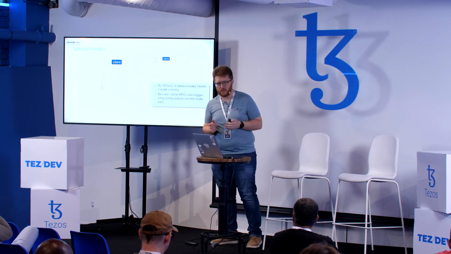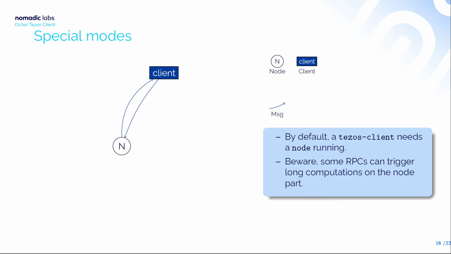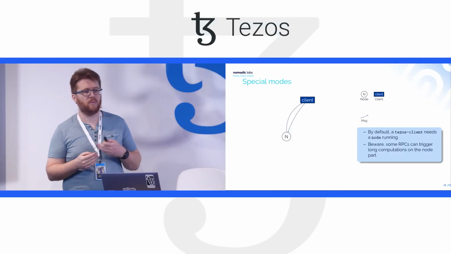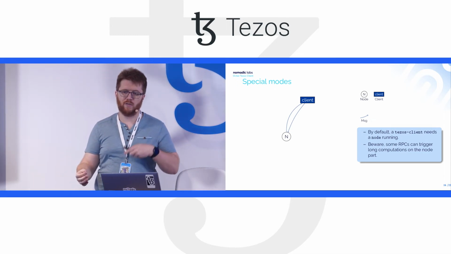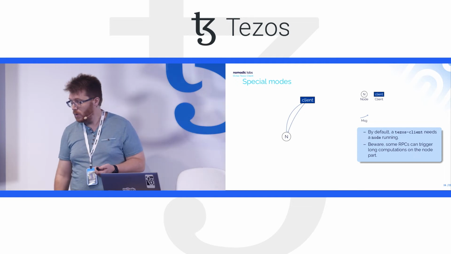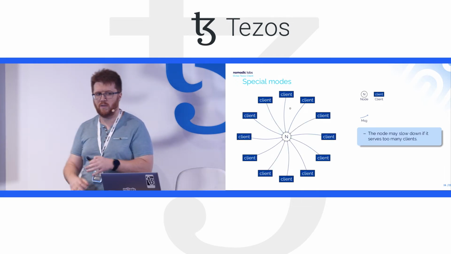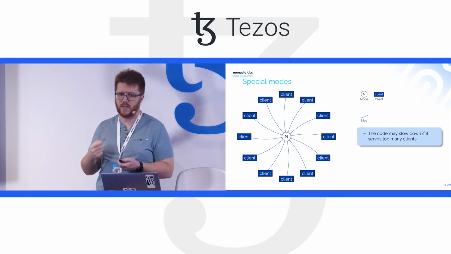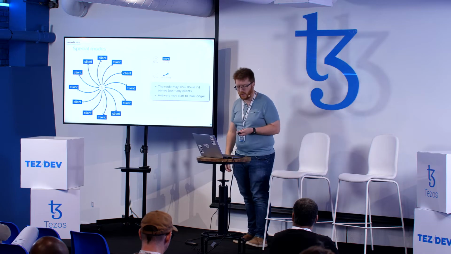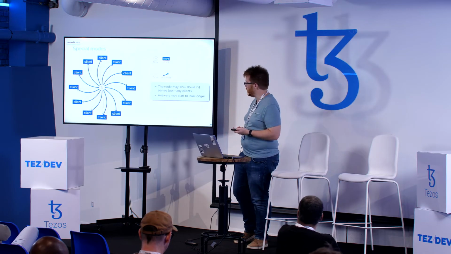So we have seen the client, and as I said, it needs a running node to work correctly. As I said just before, some RPCs can be more dangerous than others, and also some RPCs can trigger very long computation on the node's part. This is in general okay if you're running your own node and you have only one client communicating with the node, but this can become an issue if you have many clients connected to a node. If one single node serves too many clients, it can start to slow down, and the answers may take longer.